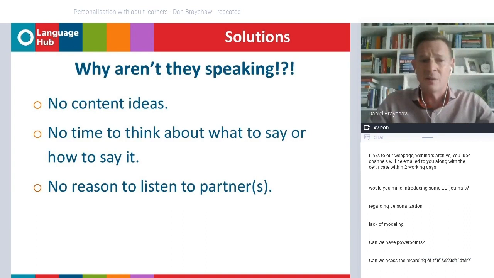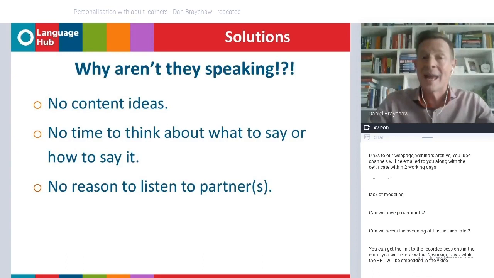Students may not be speaking because they haven't had a chance to plan what they're going to say. And as we mentioned before, they may not have a reason to listen to their partners, and their attention has therefore drifted off. Now, I had these in mind when I was putting together the materials for Language Hub, and I think that all of these problems can be avoided through careful materials design. And let me show you exactly what I mean by that.